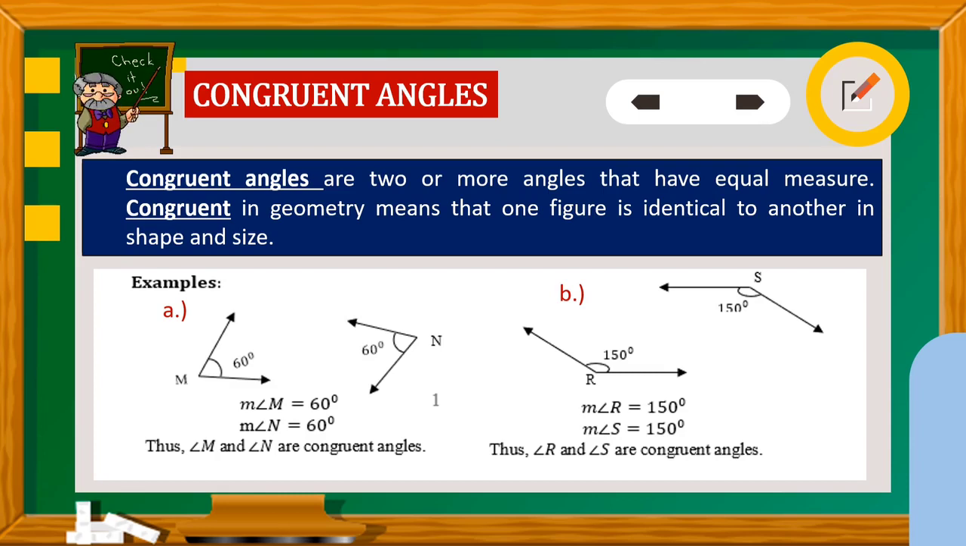In example B, we have angle R and angle S. Both angles measure 150 degrees. Thus, angle R and angle S are congruent angles.